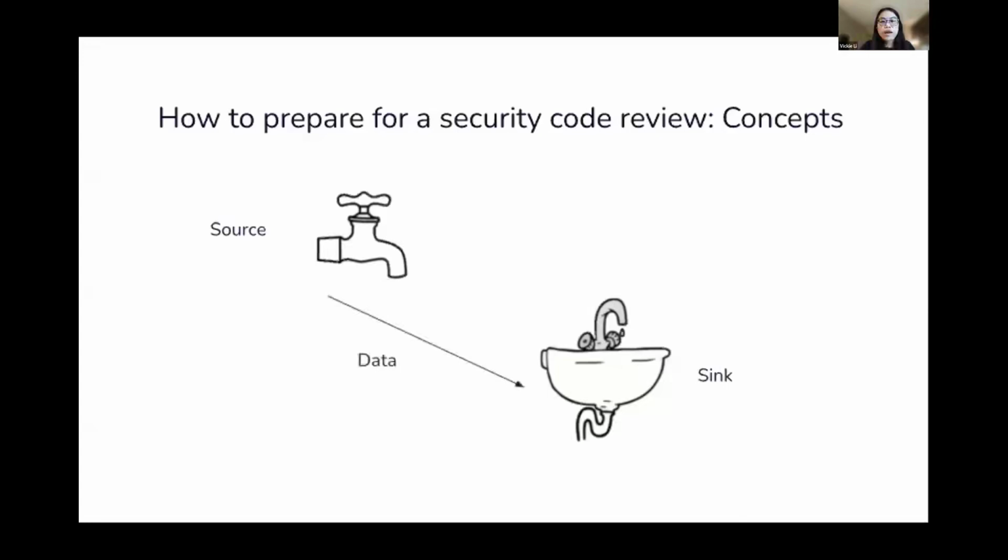So if untrusted user input can get from this source to the sink without proper sanitization or validation, then a command injection vulnerability exists. Many common vulnerabilities can actually be identified by tracking this data flow from appropriate sources to their corresponding sinks.